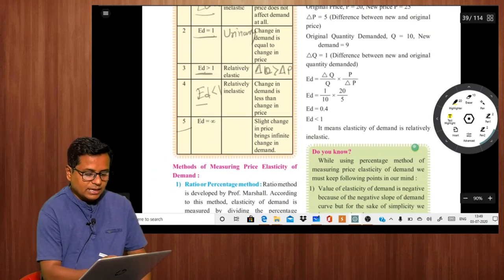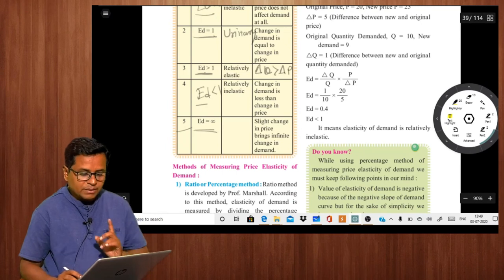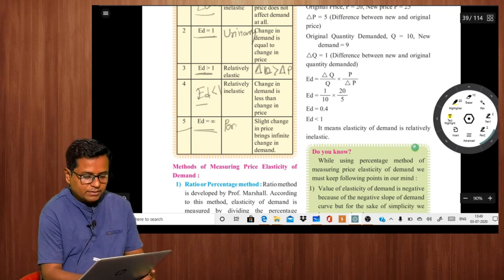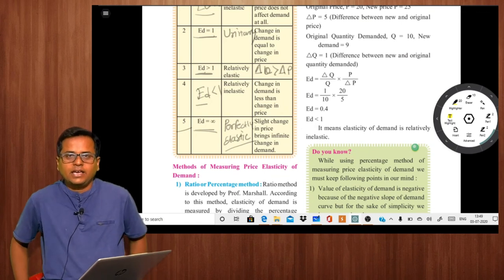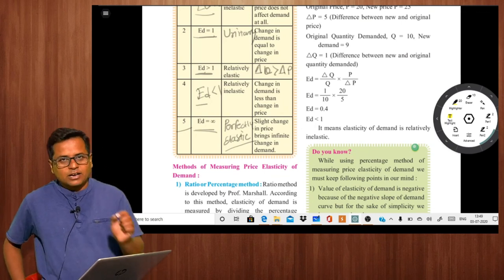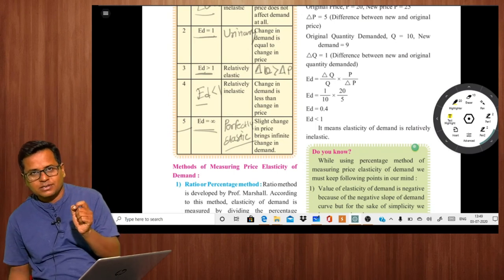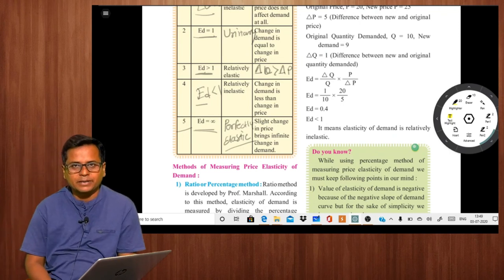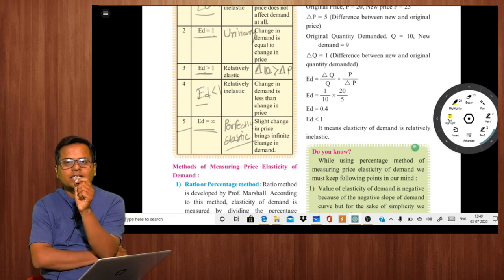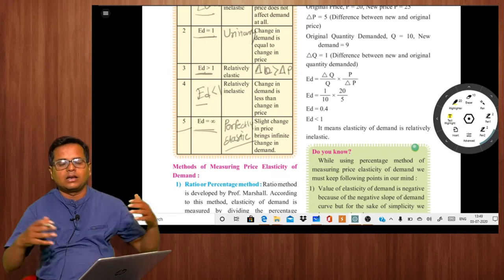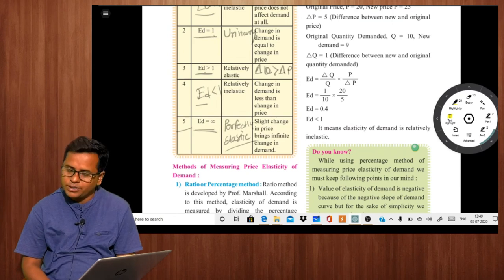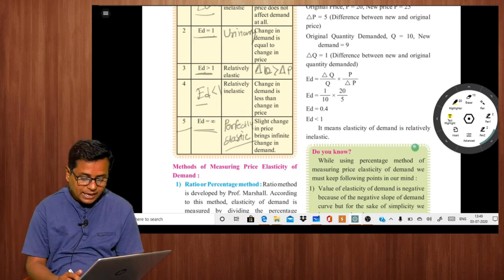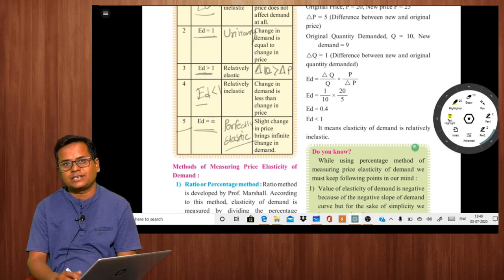And finally, elasticity of demand is equal to infinite. It means it is a perfectly elastic demand, or it is also called an infinitely elastic demand, where a small change in price or no change in price of a commodity. When a very small change in price causes a larger change in quantity demanded of a commodity, there is said to be perfectly elastic or infinitely elastic demand.